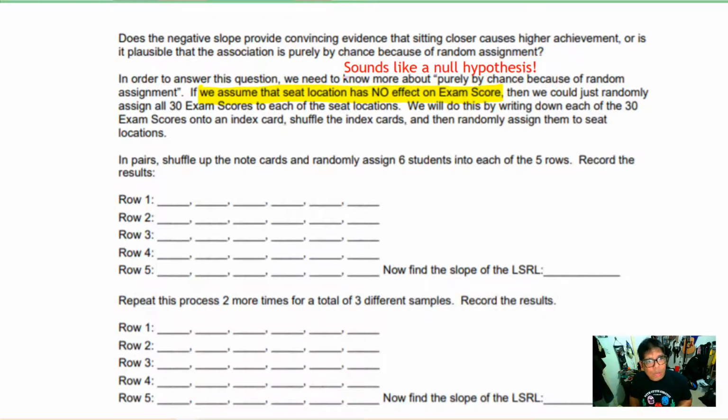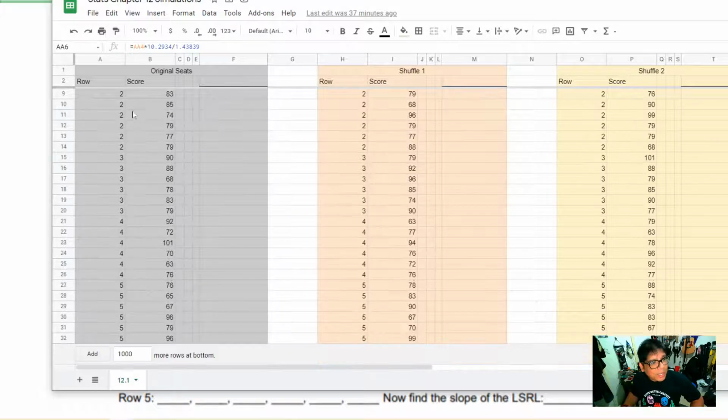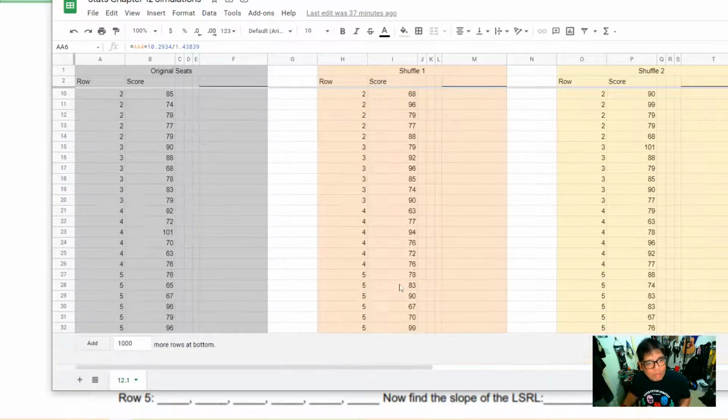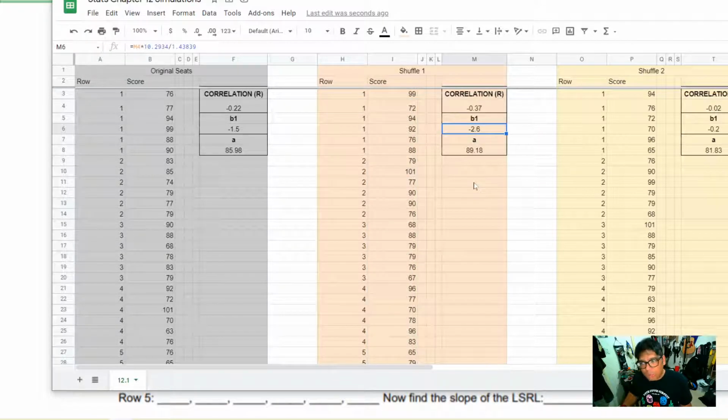So here's what we did. My trusty Google Sheet. Over on the far left, we have the original seats and their scores already put into a chart. The slope is negative 1.5. I had to round that; we'll talk about that in a second. What we're going to do is take those scores, which I have shuffled, and I'm going to shuffle them again for you. I'm just going to select that range and randomize it. And that's going to give me a new slope. So this new slope here is 2.6.